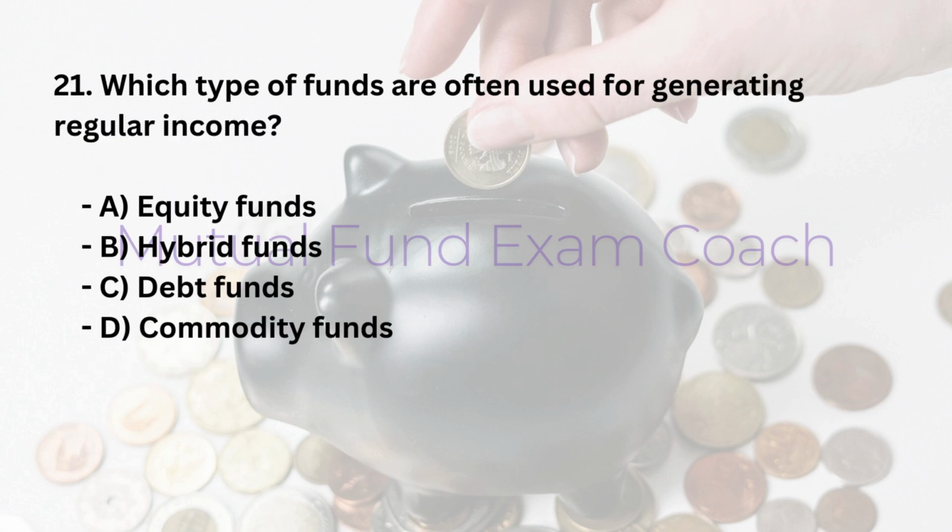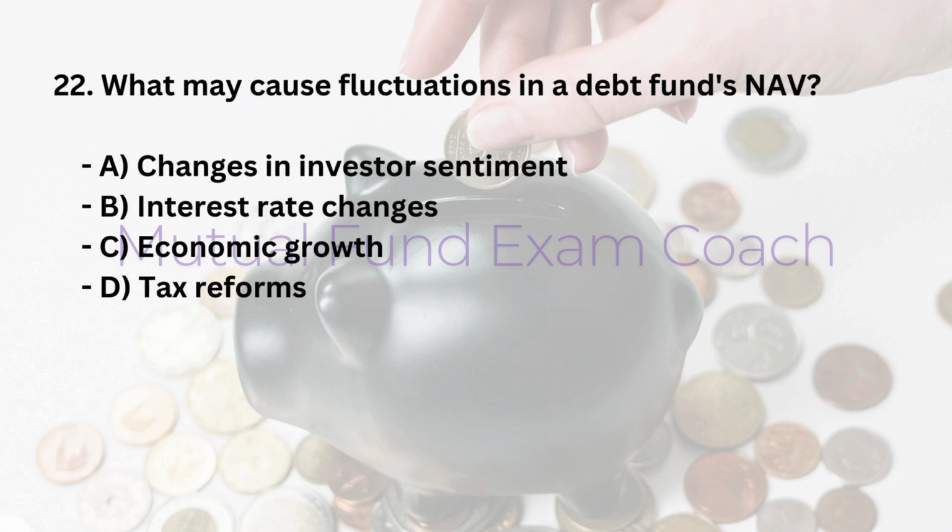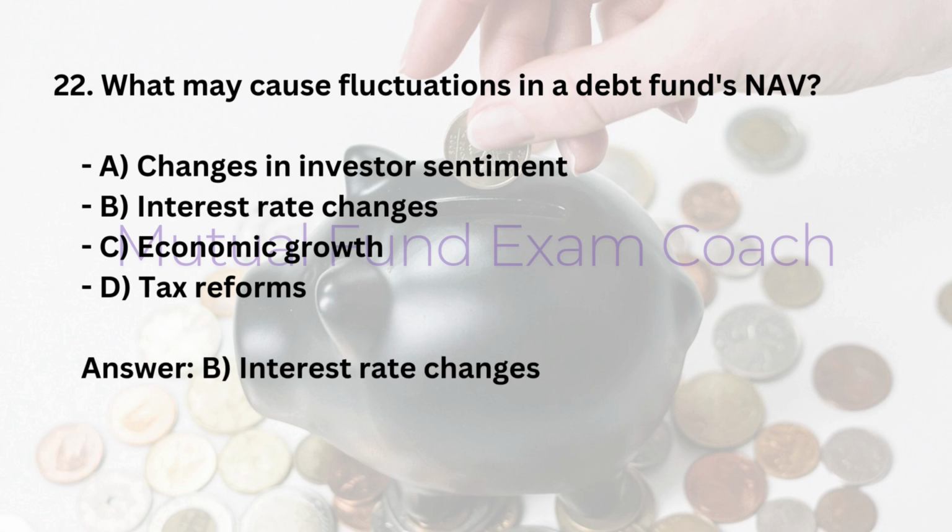21. Which type of funds are often used for generating regular income? A. Equity funds. B. Hybrid funds. C. Debt funds. D. Commodity funds. Answer: C. Debt funds. 22. What may cause fluctuations in a debt fund's NAV? A. Changes in investor sentiment. B. Interest rate changes. C. Economic growth. D. Tax reforms. Answer: B. Interest rate changes.